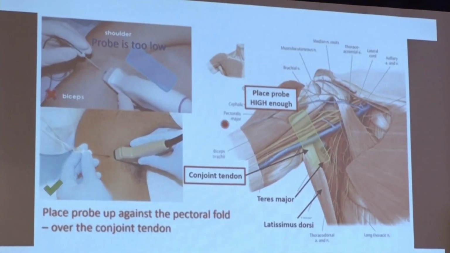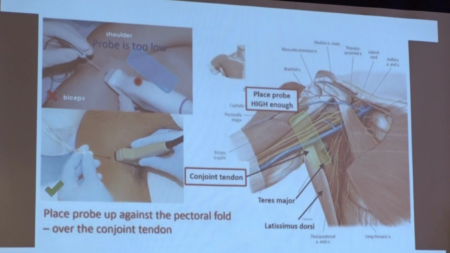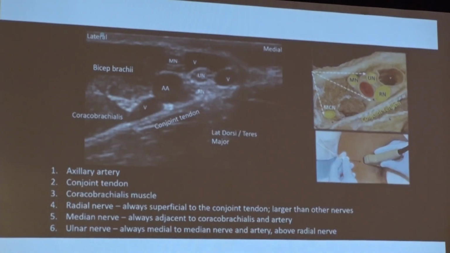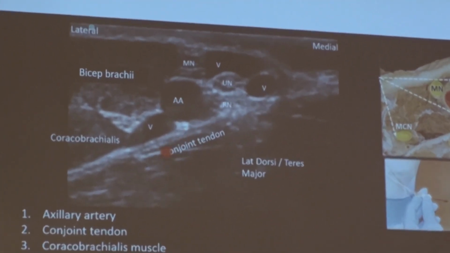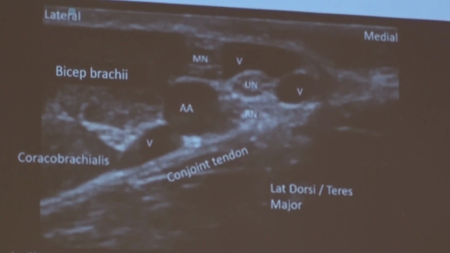Okay, so some mistakes are usually made, for example, the probe is too low, so you can't really see the ideal structures. Place the probe up against the pectoral fold and try to go as proximal as possible. Okay, this is the artery, the conjoint tendon, again coracobrachialis and biceps brachii. The radial nerve is always superficial to the conjoint tendon and is larger than the other nerves. The median nerve is always adjacent to the coracobrachialis, which is the lateral aspect, and the ulnar nerve is always medial to the median nerve.